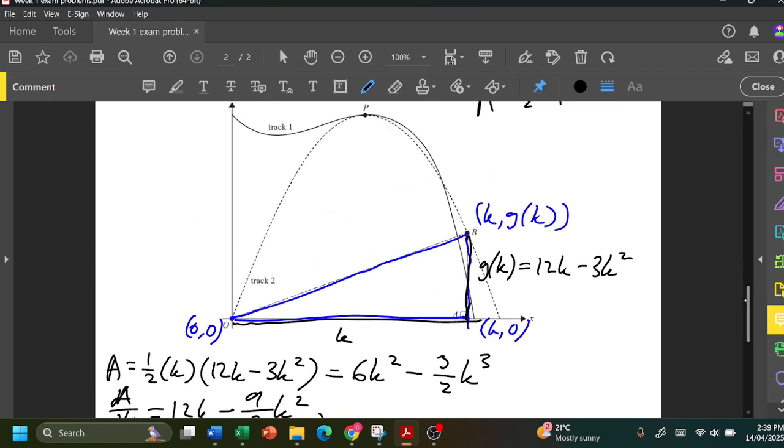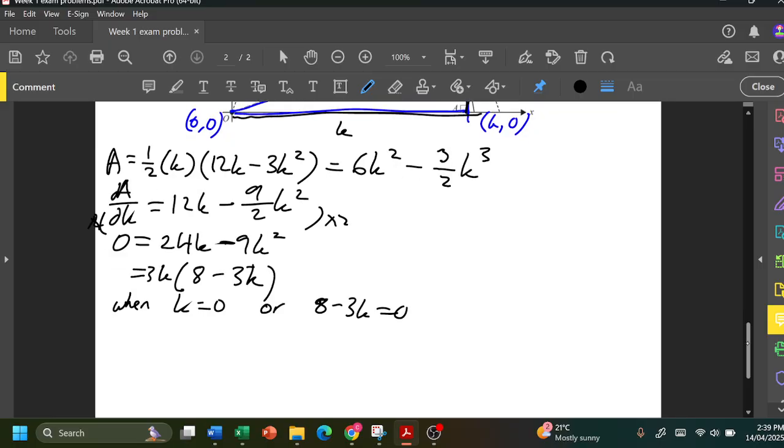We can see here, if k is equal to 0, we actually don't really have a triangle. We've kind of just got a point. So the area of that shape would, of course, just be equal to 0. So that must be the minimum. What we want is the maximum. So that's the minimum, not interested in that. This would be the maximum.